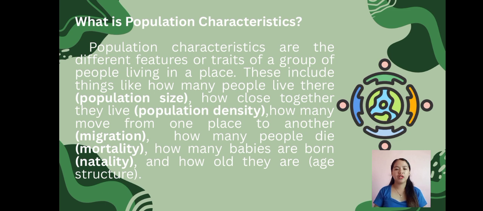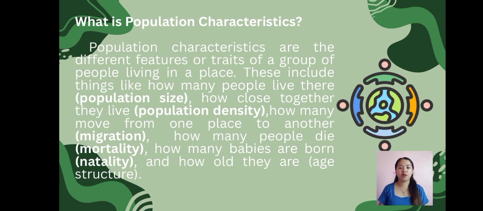What is population characteristics? Population characteristics are the different features or traits of a group of people living in a place. These include things like how many people live there, population size, how close together they live, population density, how many move from one place to another, migration, how many people die, mortality, how many babies are born, natality, and how old they are, age structure.